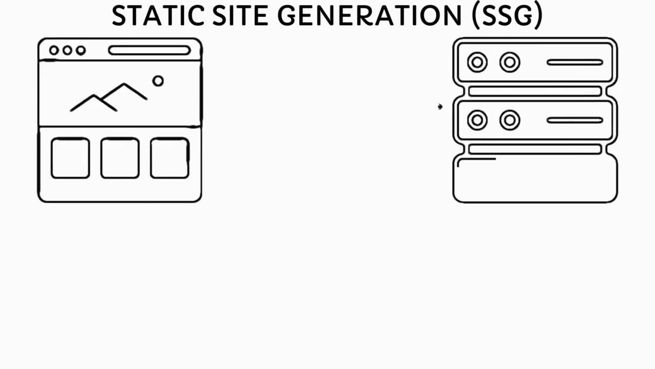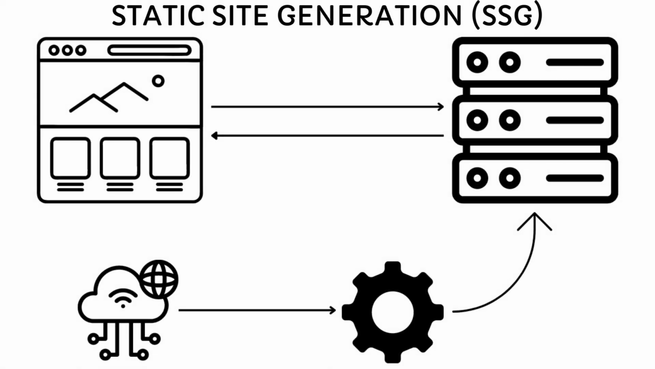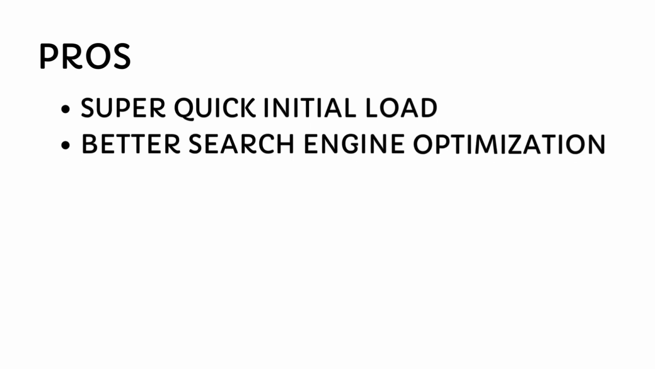Let's discuss static site generation, SSG, now. It creates static HTML files once during the build process and stores them for when users visit the site. When a user accesses the site, their browser simply retrieves these pre-made pages. Super quick initial load, since the browser only needs to grab the static HTML file, the page loads fast. Top-notch SEO, search engines love static content, so your site can rank well in search results.